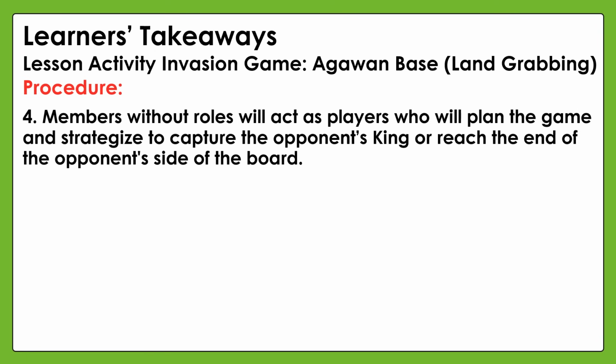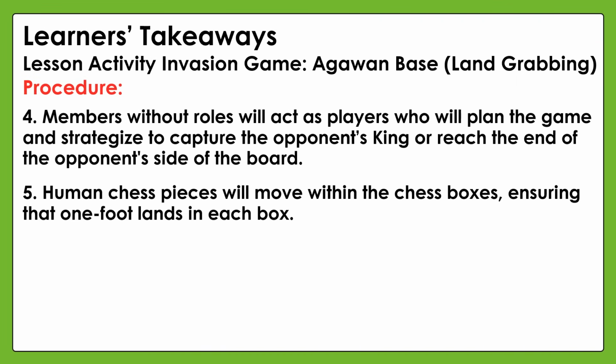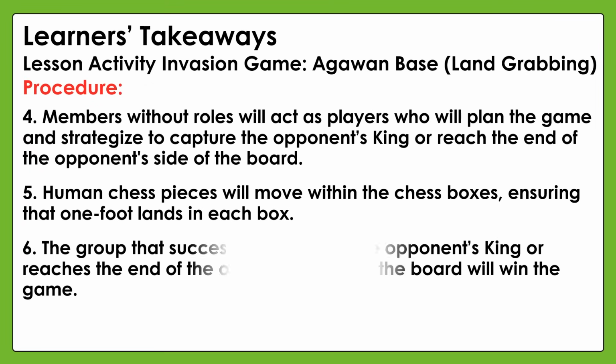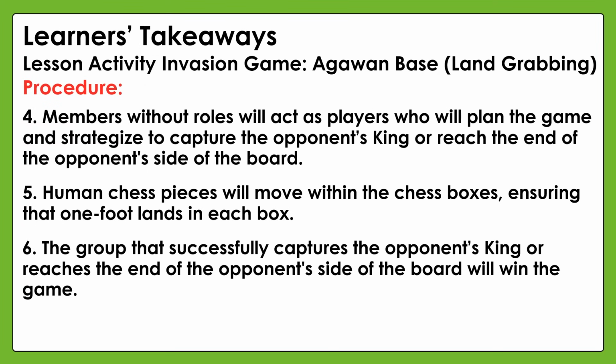Number 4, members without roles will act as players who will plan the game and strategize to capture the opponent's king or reach the end of the opponent's side of the board. Number 5, human chess pieces will move within the chess boxes, ensuring that 1 foot lands in each box. Number 6, the group that successfully captures the opponent's king or reaches the end of the opponent's side of the board will win the game.